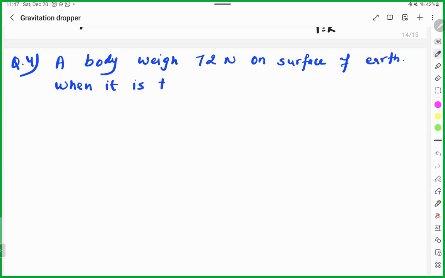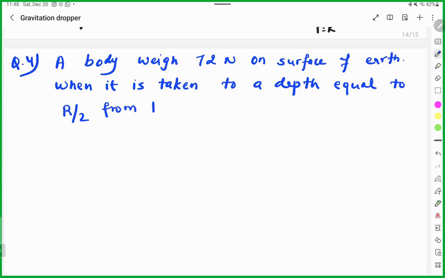Okay, it is taken to a depth d equal to r by 2 from the surface of Earth. Remember, you will make a mistake from where you are calculating d, and I will mention this again. From the surface of Earth, and of course, Earth's radius is r. What will be the weight?